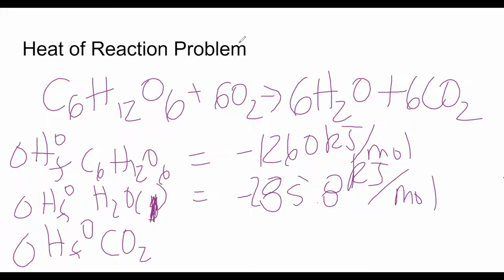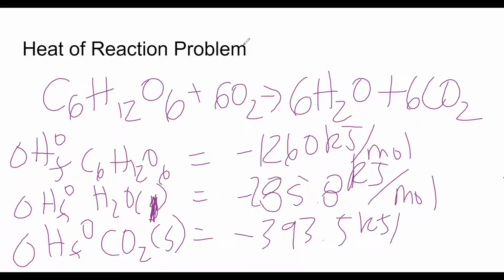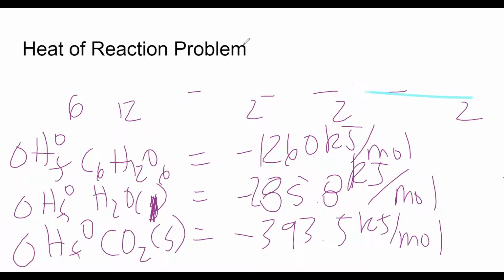CO2 gas is negative 393.5 kilojoules. So we're going to do the products minus reactants for all of this. So let's just make some space right here. So the delta H.